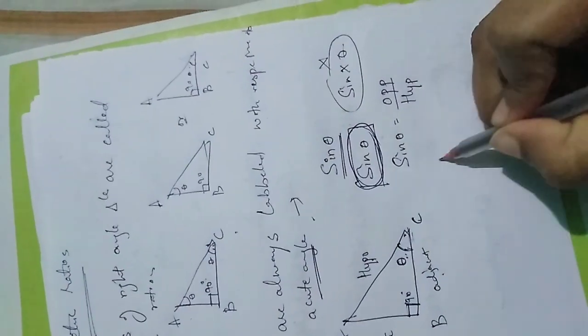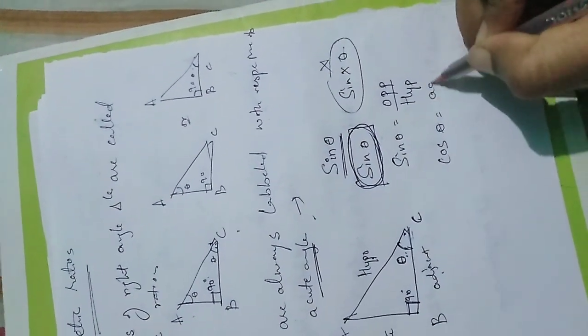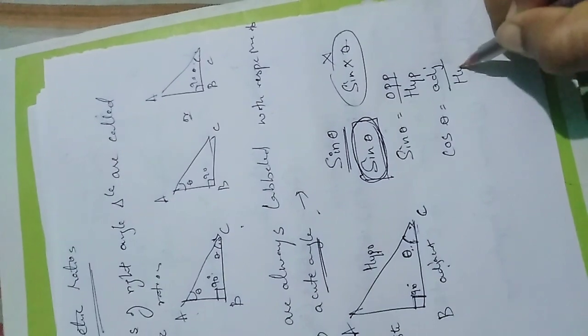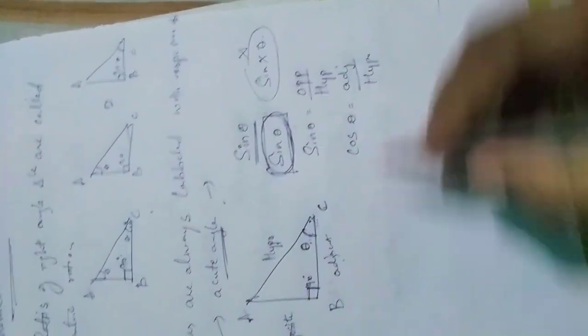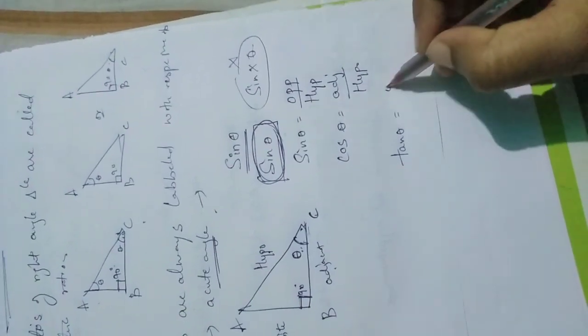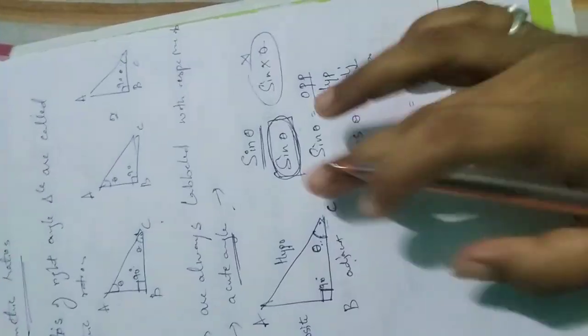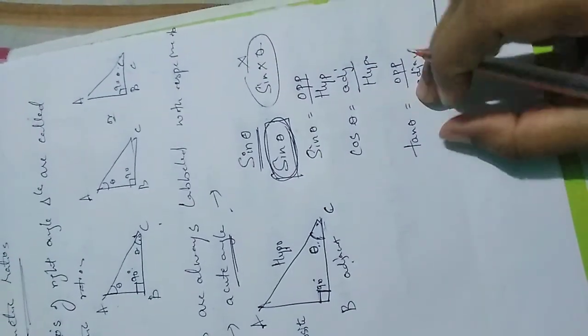In the same way, cos theta is adjacent to the hypotenuse. The remaining one is tan theta. Tan theta is nothing but opposite to adjacent. Once we understand these trigonometric ratios, we will go on to the reciprocals.